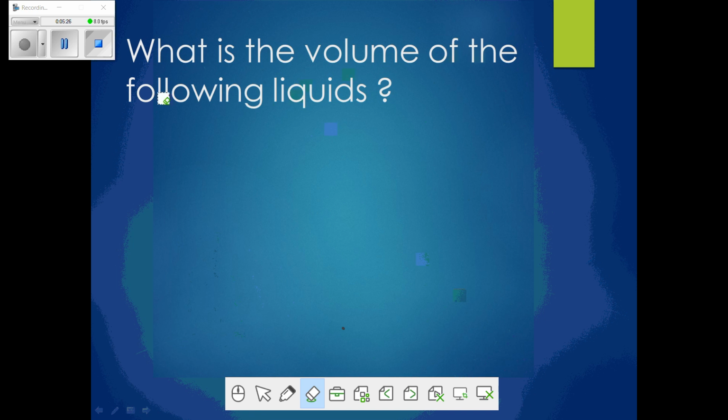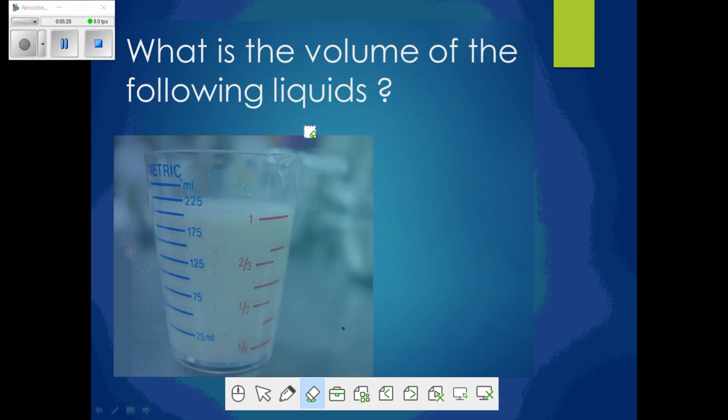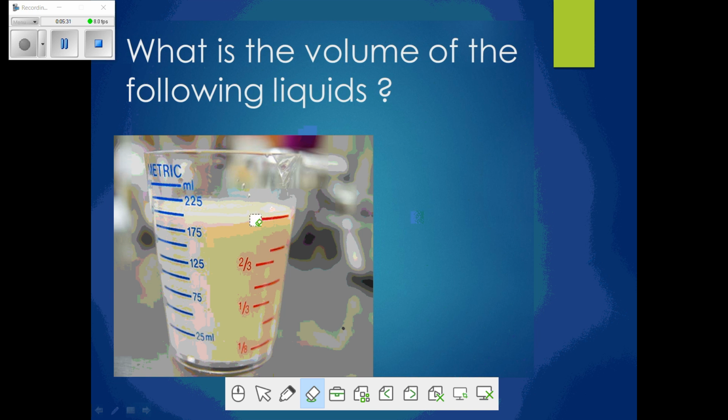What is the volume of the following liquids? See here, we have milk. Can you tell me the volume of the milk? See, we have 25, then a missing number, then we have 75. So we are skip counting by 25: 25, 50, 75, 100, 125, 150, 175. So here we have 200. So we have 200 milliliters.